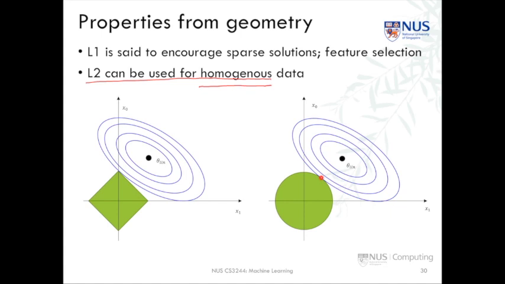So I hope that clears up the understanding of how the geometry of the different norms helps to regularize in different fashions.